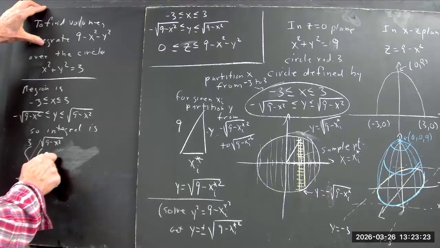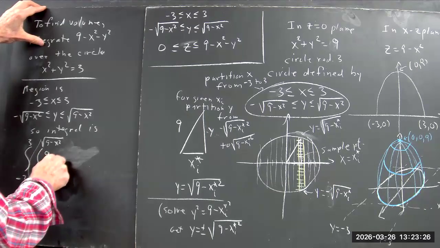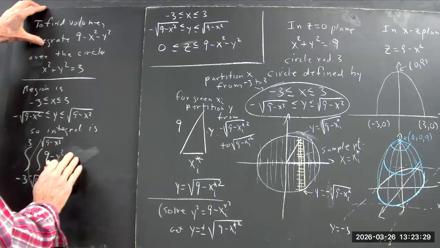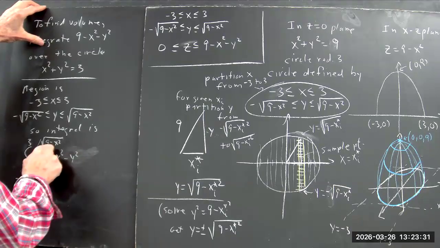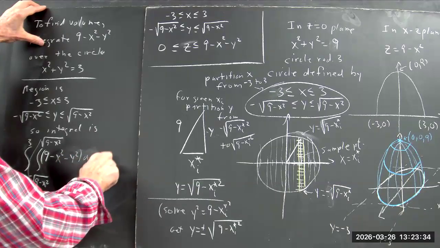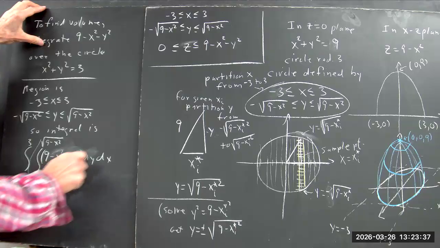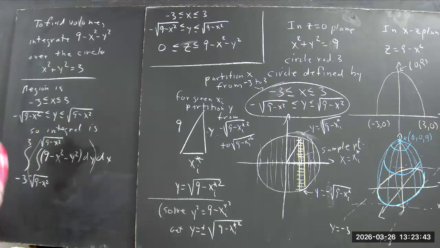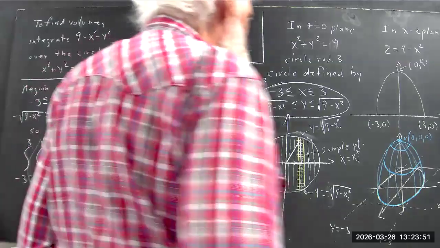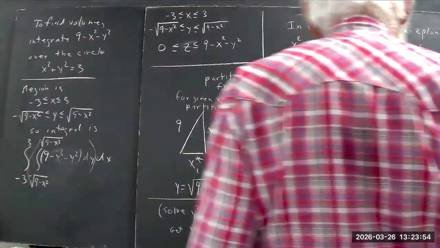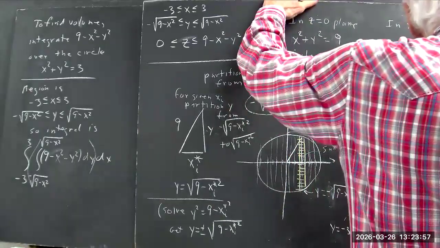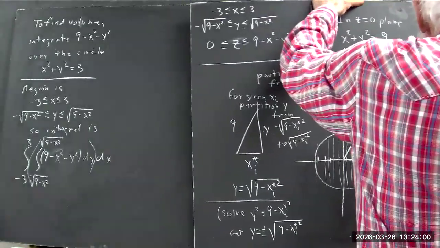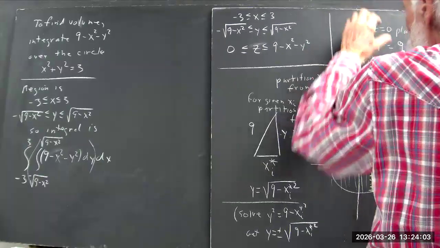You've got to integrate nine minus x squared minus y squared. The function you're integrating is just the altitude. Now, if you want to do a triple integral, and I'm sure that's what you really want to do, oh, it's getting dangerous here. I think I gotta do this.